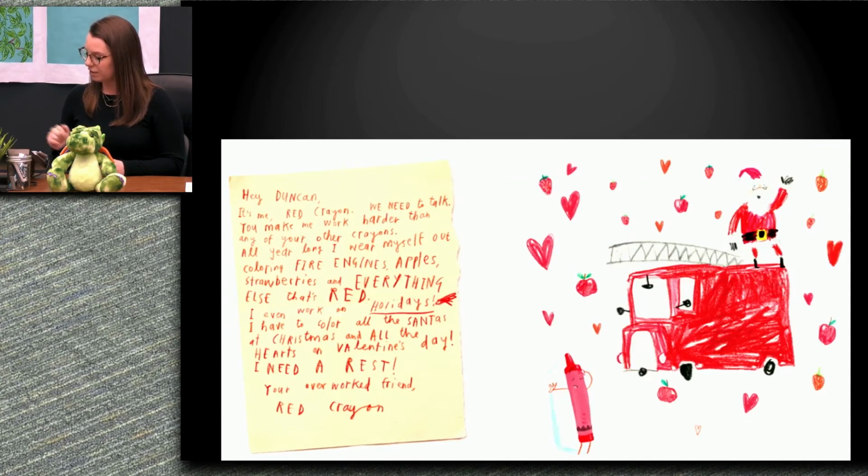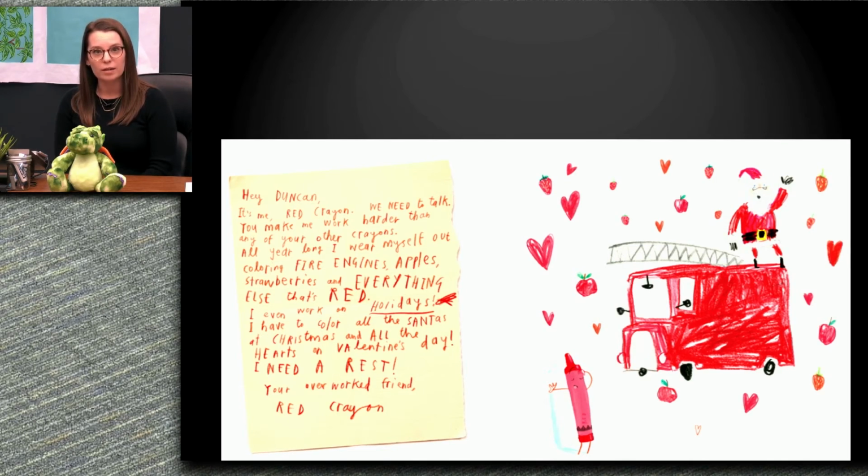And let's look at the first letter from Red Crayon. Hey Duncan, it's me, Red Crayon. We need to talk. You make me work harder than any of your other crayons. All year long, I wear myself out coloring. Fire engines, apples, strawberries, and everything else that's red. I even work on holidays. I have to color all the Santas at Christmas and all the hearts on Valentine's Day. I need a rest. Your overworked friend, Red Crayon.